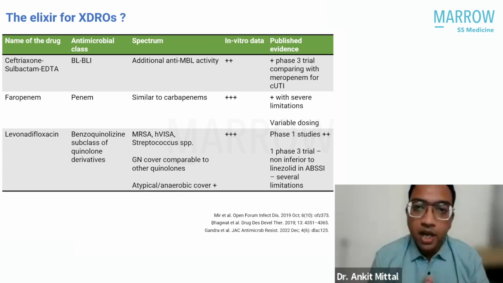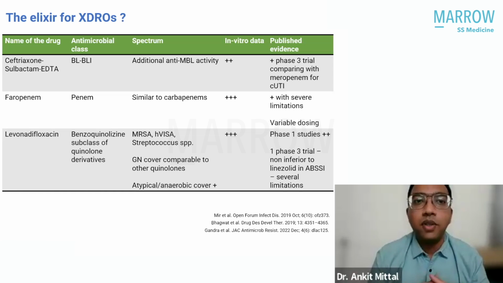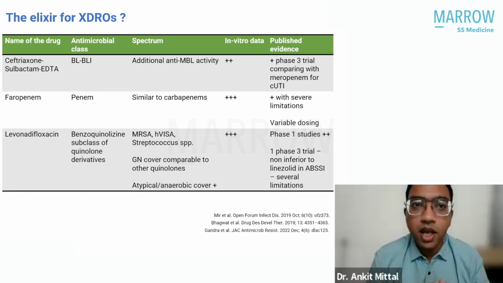But the common practice these days is it is not being used as a carbapenem sparing agent, but it is being used in carbapenem resistant settings. So that is where there is no data to support its use. So we have to be a little careful while we are prescribing ceftriaxone sulbactam EDTA. We should probably gather more information on its usage.